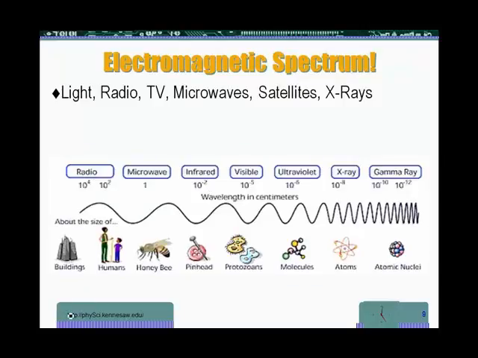Again, this is a picture of the same electromagnetic spectrum. One note here, all of this is represented in terms of wavelengths. An alternative way of representing it would have been in terms of frequencies, and we'll get to that a little later.